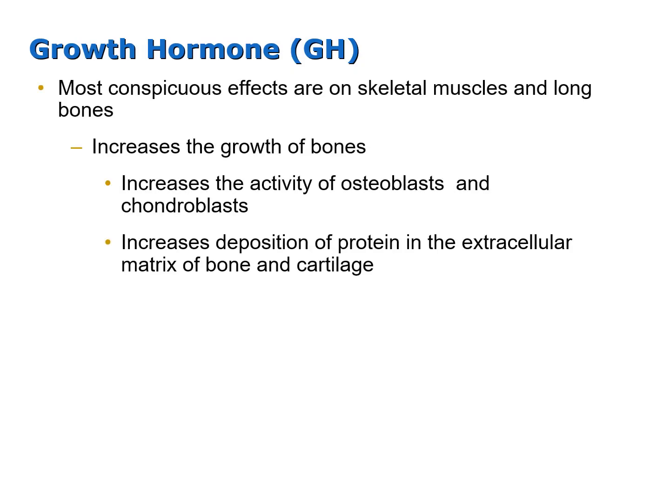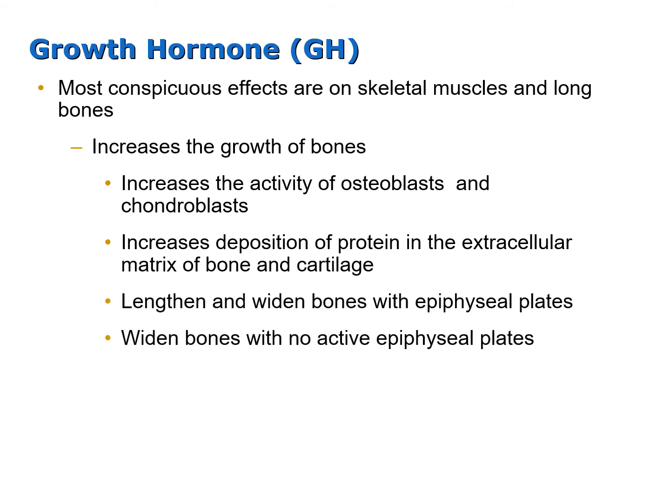Some of the more obvious effects of growth hormone are easily seen on skeletal muscles and long bones. Growth hormone increases the growth of bones by increasing the activity of the osteoblasts, the bone-forming cells, and the chondroblasts, the cartilage-forming cells. And as you know, both are involved in the growth of bones. Growth hormone causes both osteoblasts and chondroblasts to increase the deposition of protein in the extracellular matrix of bone and cartilage tissue.